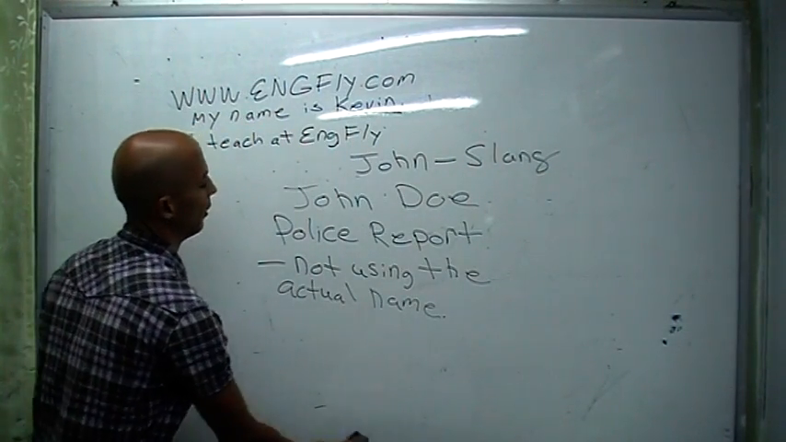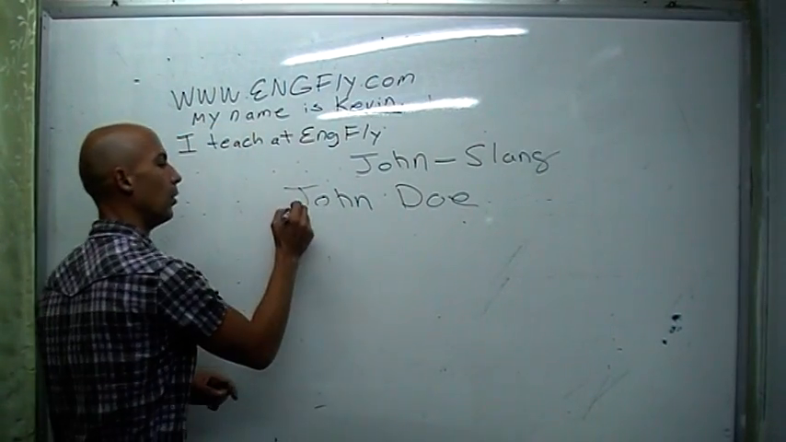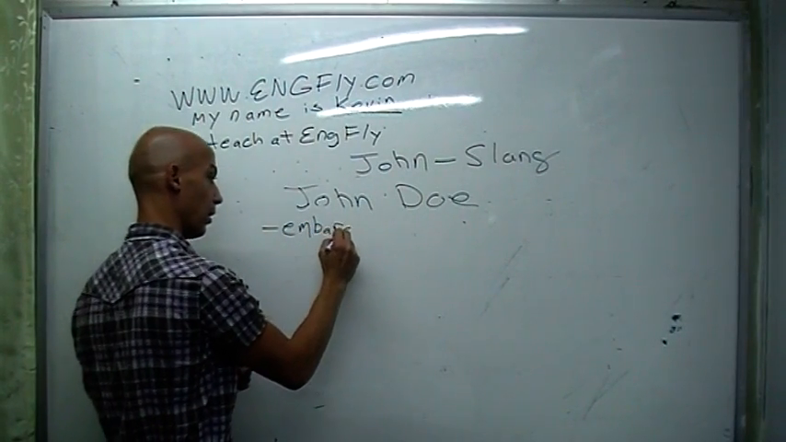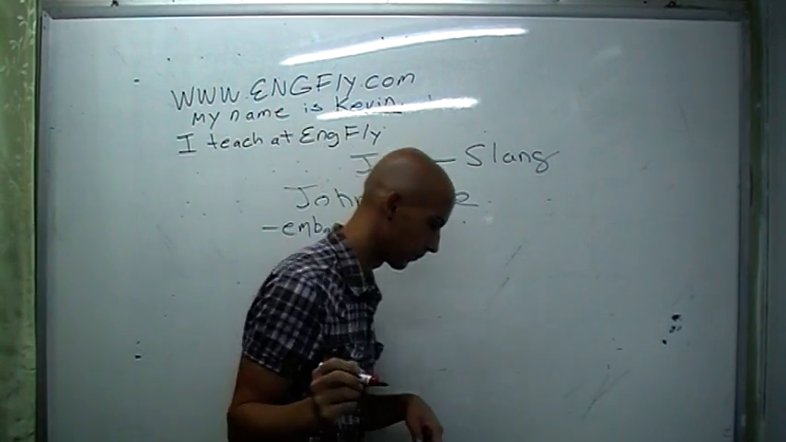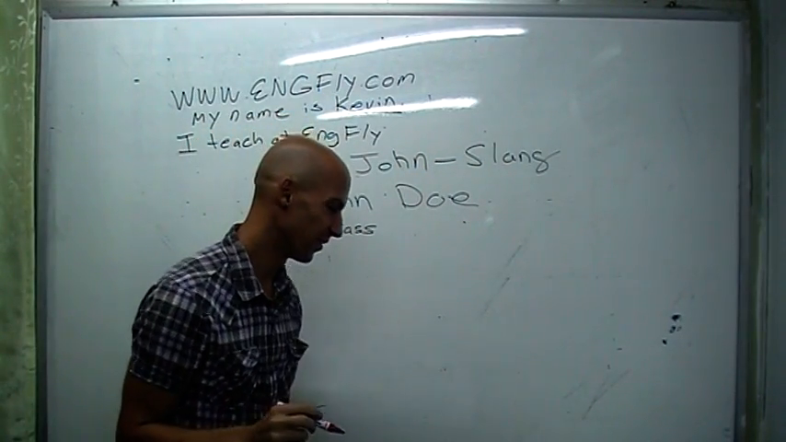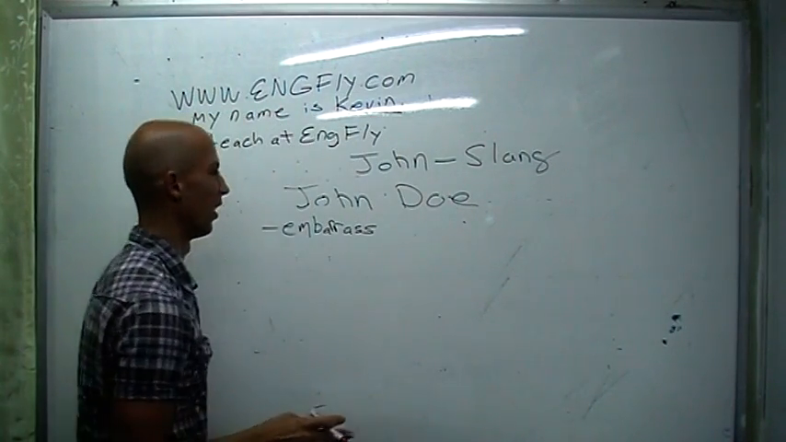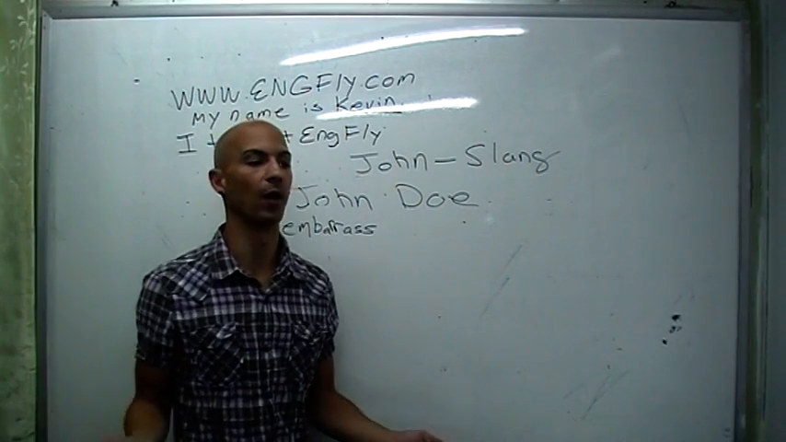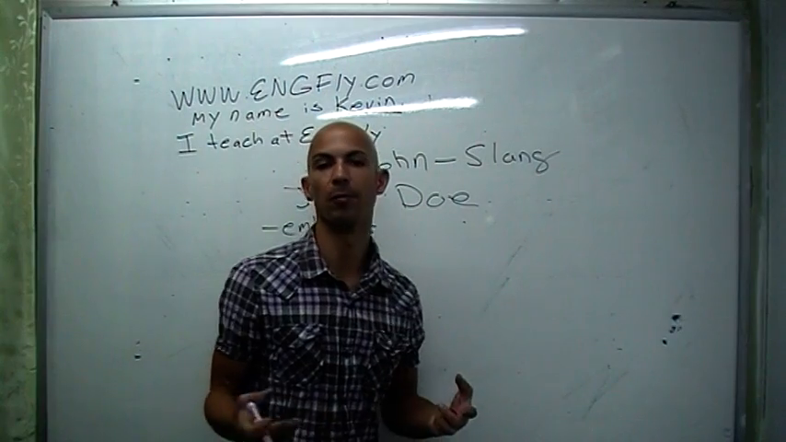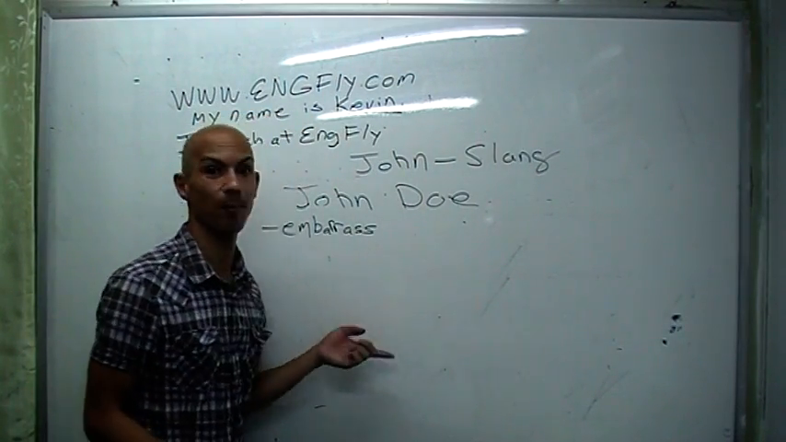Another way the phrase John Doe is used is when you're in an embarrassing situation. It could be you don't want someone to know about it. It could be at university, say something embarrassing happened to someone. Instead of saying their name, you could say, yes, this happened to it.